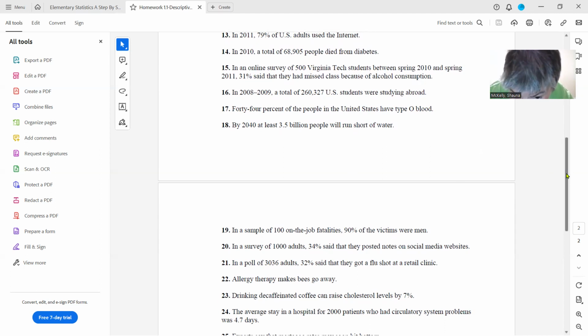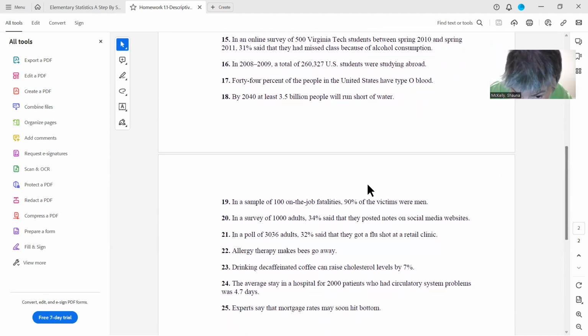Look at number 22. Allergy therapy makes bees go away. Well, does it? That's a hypothetical statement. Maybe it does, maybe it doesn't. We have to test that. Allergy therapy, there's a relationship between allergy therapy and bees going away. That's an inference. There may be evidence to support it or not. Okay. So I hope that helps.